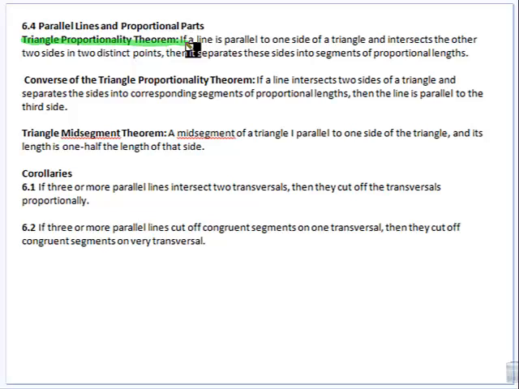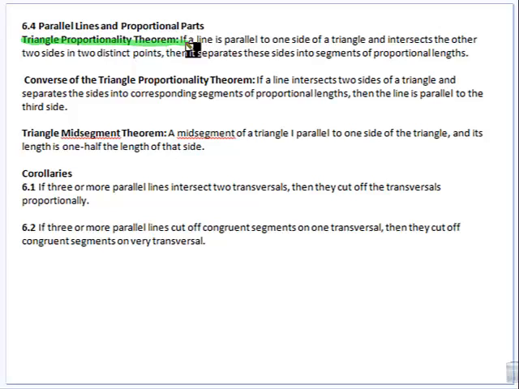The triangle proportionality theorem tells us if a line, if you guys are so inclined to have a conversation right now instead of paying attention, you will be split. Okay? Because this happens almost daily.